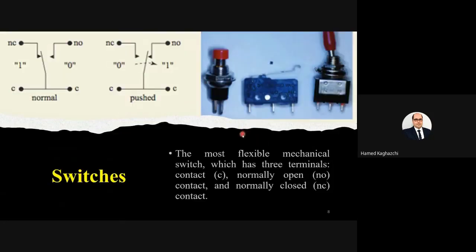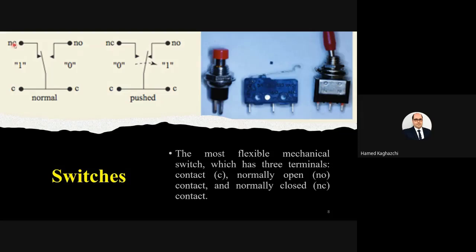Look at this figure. You can see one of the mechanical switches, and this is the schematic form of this switch, which has 3 terminals: terminal 1, 2, 3. This C is the contact. NO is the normally open contact, and NC is normally closed.